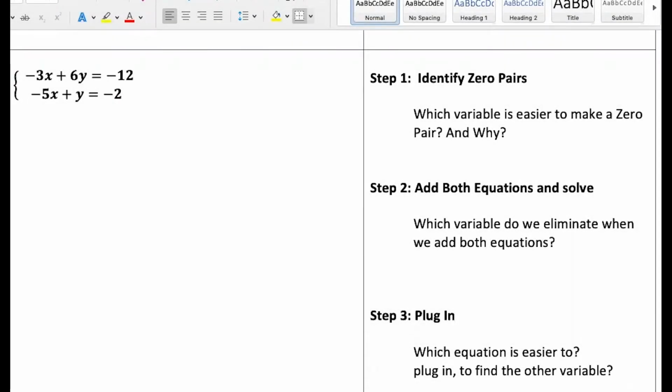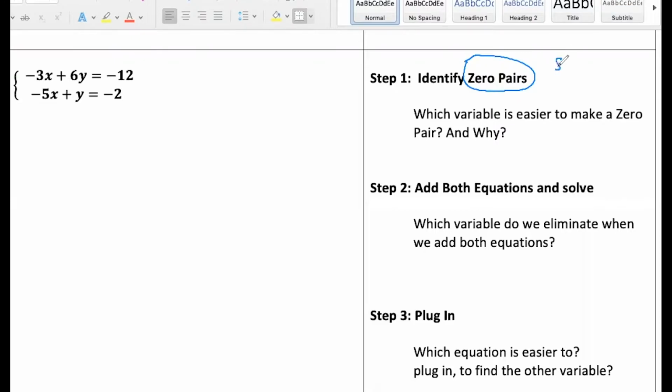All right, so for that example right here, again, we are going to solve the system of linear equations using elimination. First things first, we have to identify our zero pair. So which one is our zero pair in here? What is the definition of a zero pair? Make sure you always write it down so you remember.